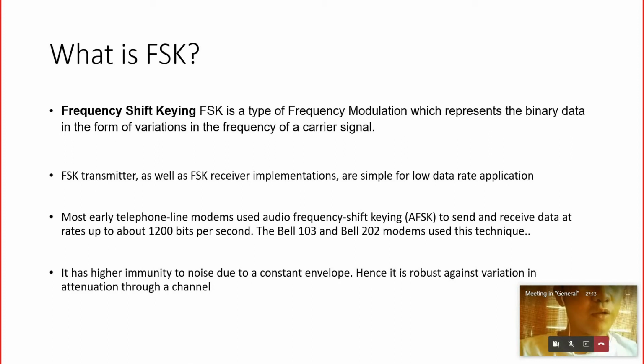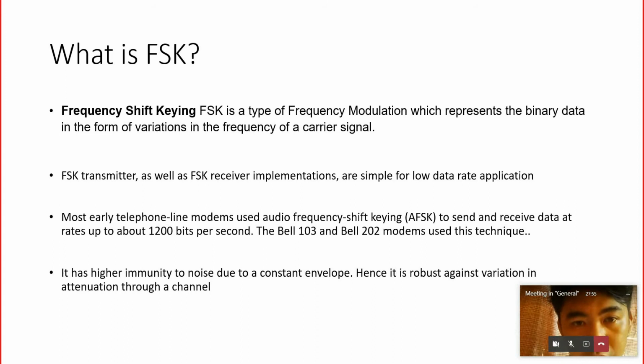So pag yung data rate po na ginamit ay mababa, magiging simple lang yung pag-construct ng circuit para sa FSK modulator and demodulator. Yung experiment po, low data rate yung ginamit. And most early telephone line modems use audio frequency shift keying, or AFSK, to send and receive data at rates up to about 1,200 bits per second. The Bell 103 and Bell 202 modems use this technique.